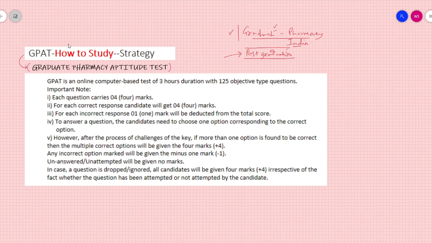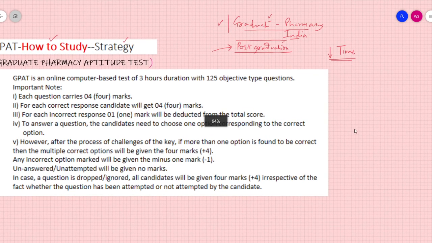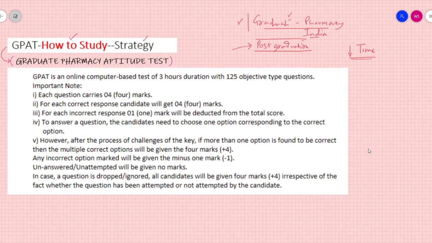What we are going to cover in this strategy session: we're going to learn how to optimize our study. We have a paucity of time. Time is less. Time is at a premium. And this strategy is basically to optimize our study in the limited period of time. And how do we go about that? That's what this lecture, this presentation, is all about. So let's look at what is in the information bulletin.